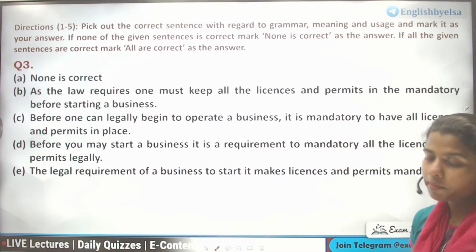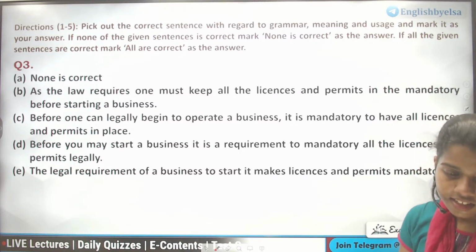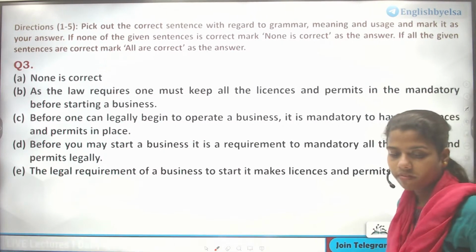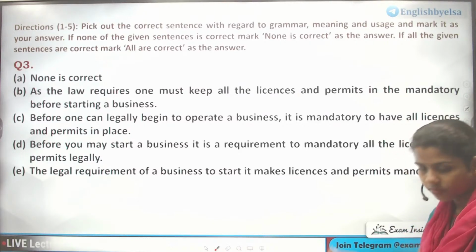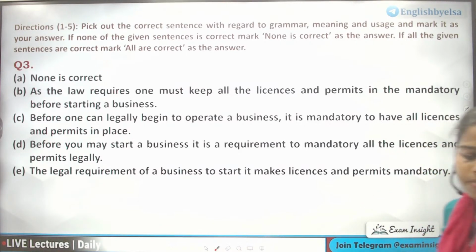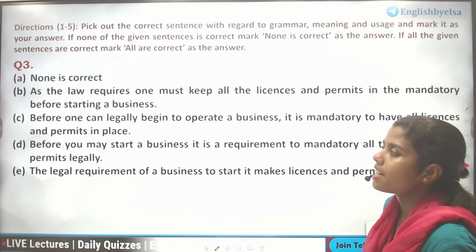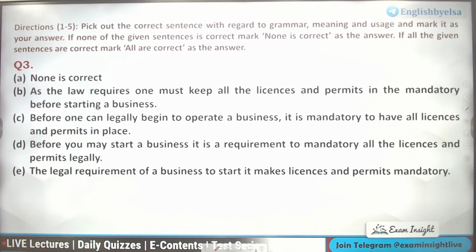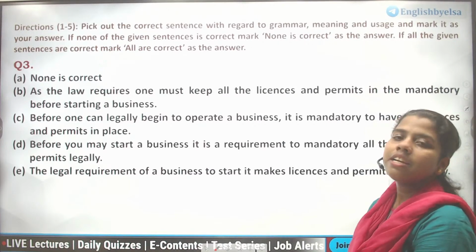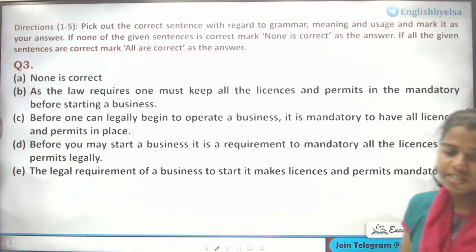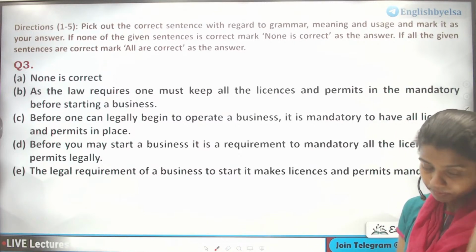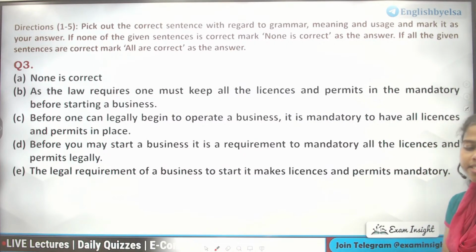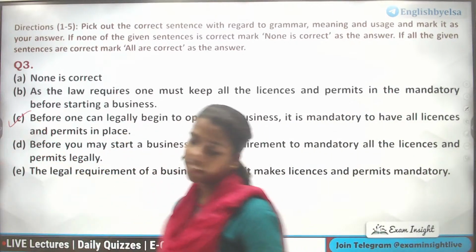Okay, I'm getting the answer for question number 3 as C. Is that right? Option B I can eliminate. Why? Because "as a law requires, one must keep all the licenses and permits in the mandatory before starting a business" doesn't make any sense. The meaning is not perfect. "Before one can legally begin to operate a business, it is mandatory to have all licenses and permits in place." Option C is the correct answer.